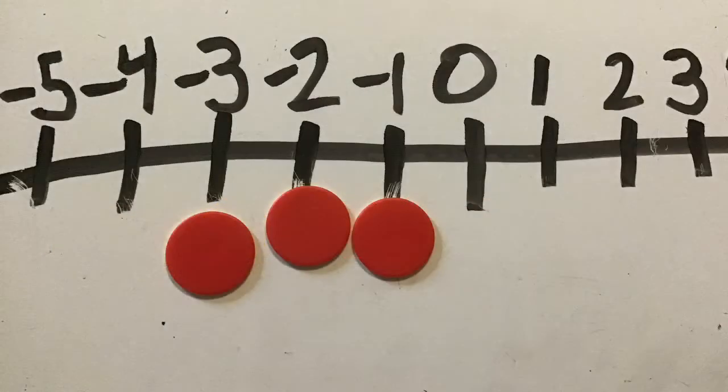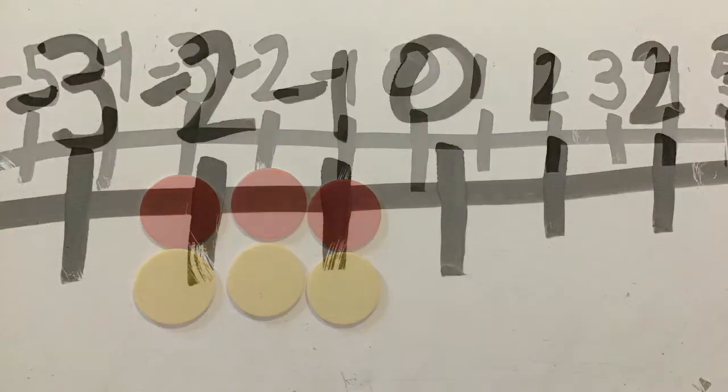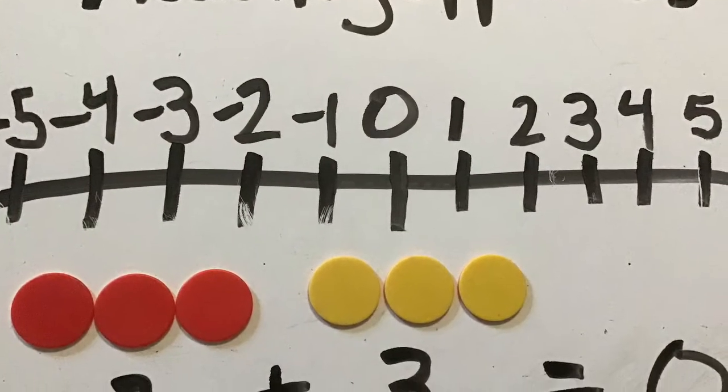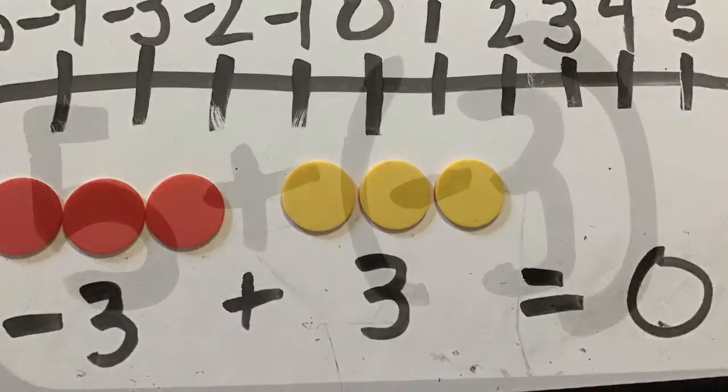I can also do this in the opposite direction and start with -3. When I add my +3, they cross out, so I'm left with 0. Whenever I have a positive and a negative that are opposites, they equal 0. -3 plus +3 equals 0.